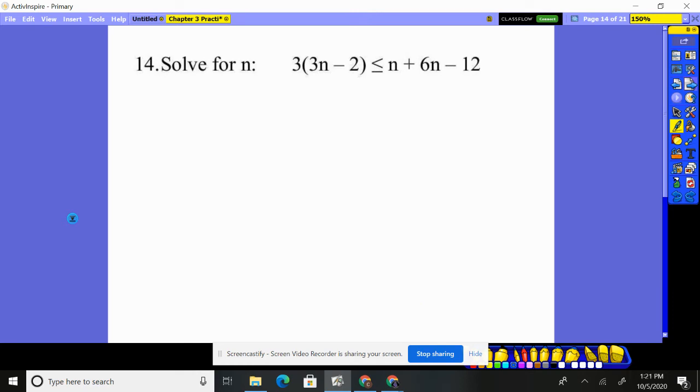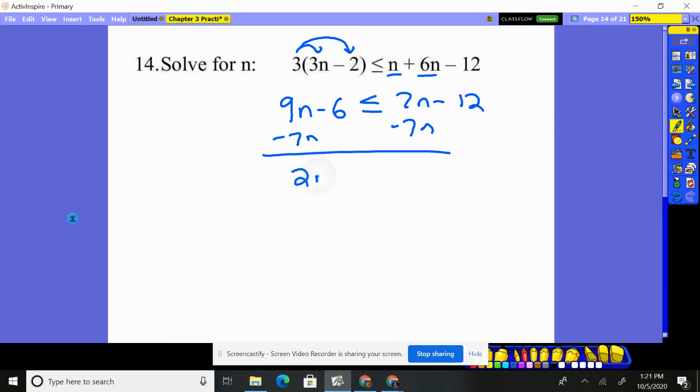I must distribute through to start the problem. So I have 9n subtract 6 less than or equal to 7n minus 12. Now move my smaller variable over. 2n subtract 6 less than or equal to negative 12. Add your 6, add your 6. 2n is less than or equal to negative 6.